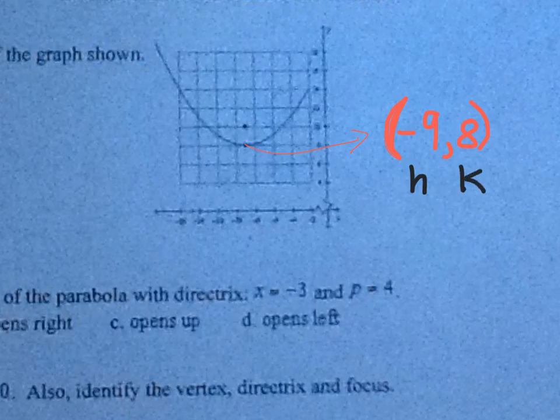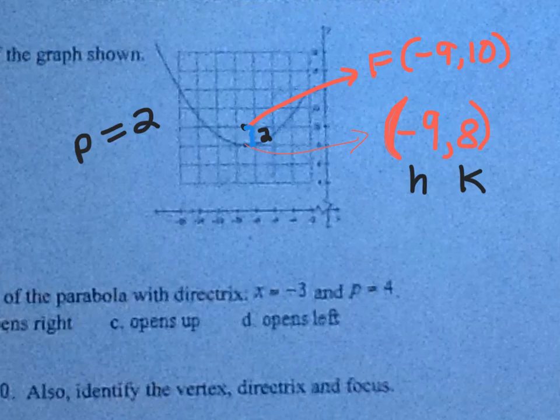And then we have a point. That is a focus. So what are the coordinates of the focus? -9, 10. And the distance between the vertex and the focus is the p. So how much is from the focus to the vertex? That is 2 units. So that means that p equals 2.